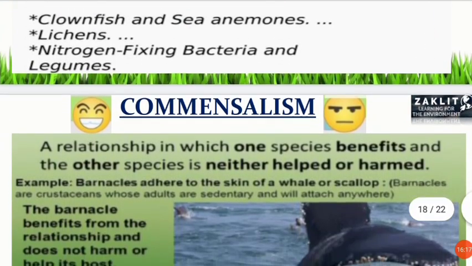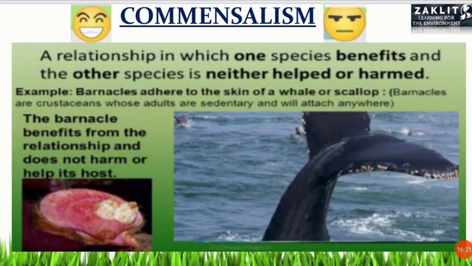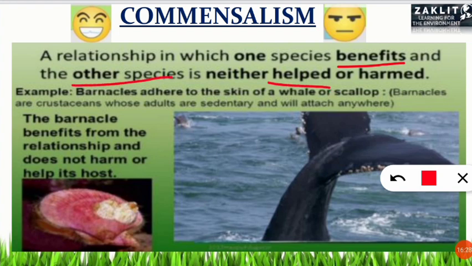Next, coming to commensalism. What is commensalism? Commensalism is the relationship in which one species benefits, so one benefits, and the other species is neither harmed nor helped. So the other species is neither harmed nor does it get any help. The best example is the barnacles adhering to the skin of a whale or scallop.